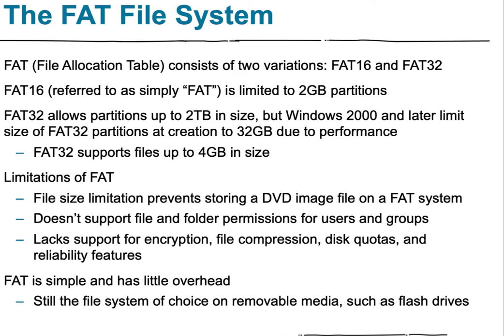FAT16 supports a maximum file size of 2 gigabytes, and FAT32 supports files up to 4 gigabytes. The number in FAT versions actually refers to the number of bits available to address disk clusters. FAT16 can address up to 2 to the power of 16 disk clusters, FAT32 2 to the power of 32, and so on and so forth. The number of disk clusters the file system can address is directly proportional to the largest size partition it supports.